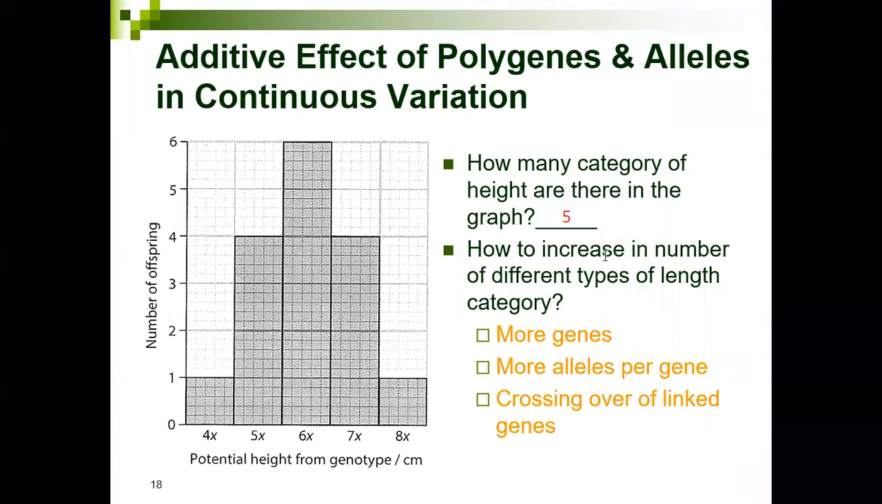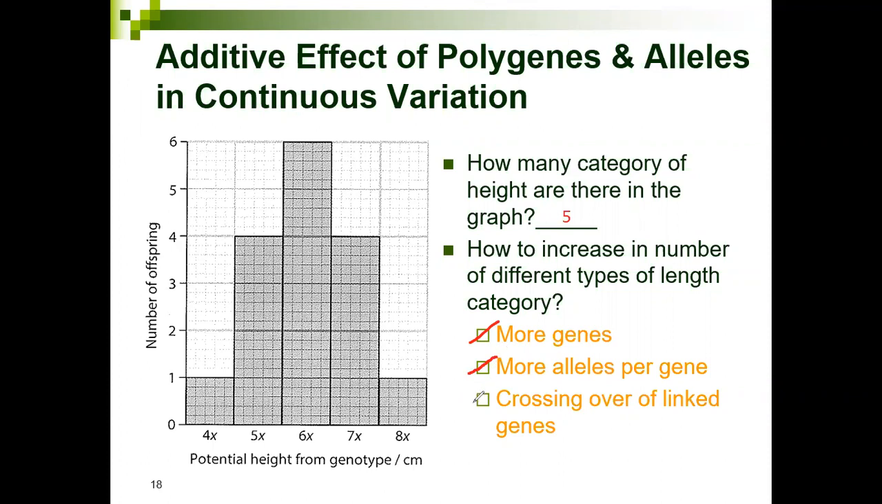How to increase the number of different types of height categories? That means I don't want to have 5. I want to have more than 5 different heights. How can I increase the number of heights? I can use more genes, right? Because the genes have additive effects. When there are more genes coding for height, then there'll be more different types of heights. I can also use more alleles, because different alleles give different heights, so it gives an additive effect again.